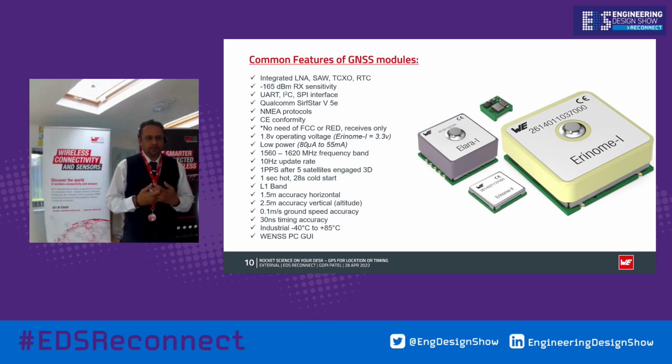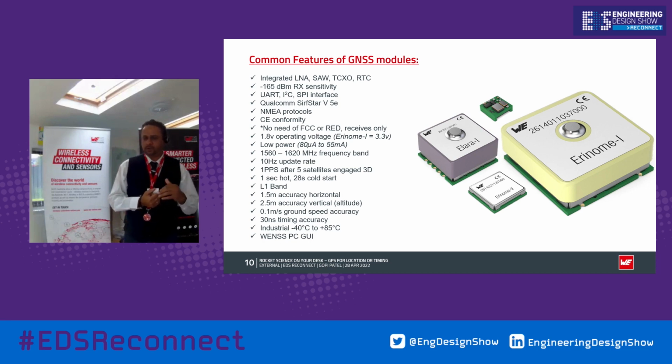Then the sensitivity is minus 165 dBm. If you look at any ordinary 2.4 gig radio or sub-gigahertz 868 meg radio, for example, the RX sensitivity is minus 100, minus 110 dBm. This is minus 165. So the signal to noise ratio, SNR, is much better on these devices compared to any other RF amplifier. It can do UART, I2C, and SPI, all three in one go. Almost every product has these features built in.